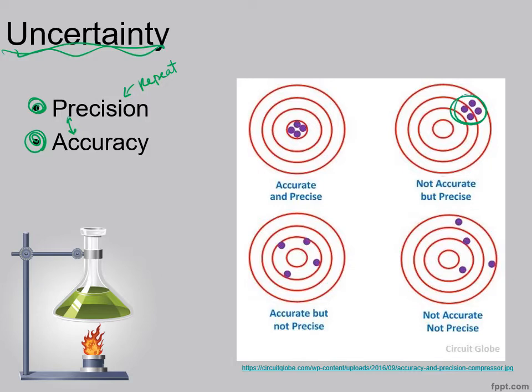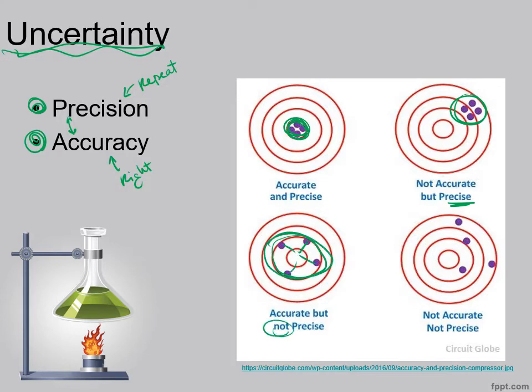This chunk of data here is precise. This chunk of data is also precise. We're getting values that are very close to each other. Accuracy is all about getting the correct or the right value. These values are accurate. We're right on target. These values are also pretty accurate. They're close to the target.